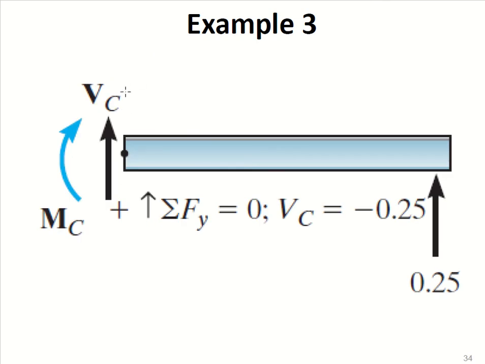So first you are excluding the load, there is only the reaction. Just take summation of Fy is equal to 0. Vc is also in the upward direction and the reaction is also in the upward direction. So Vc is equal to minus 0.25. It means that the shear force is negative.